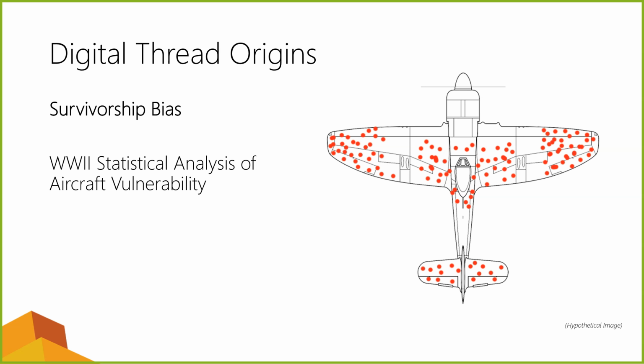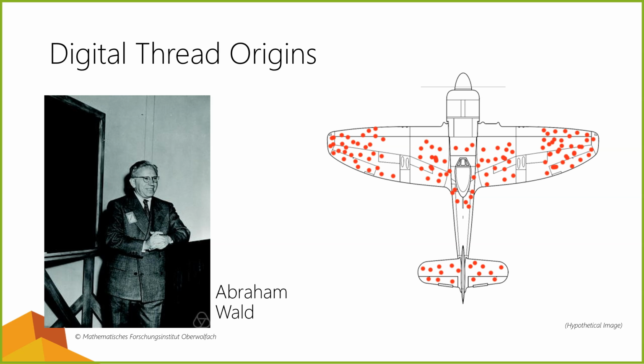And it was then thought that, well, the planes are vulnerable in the areas where fire hit them. But actually, obviously, that was not the case. Abraham Wald found out that it's actually the areas that were not covered where the plane was most vulnerable, because that's the planes that never came home.